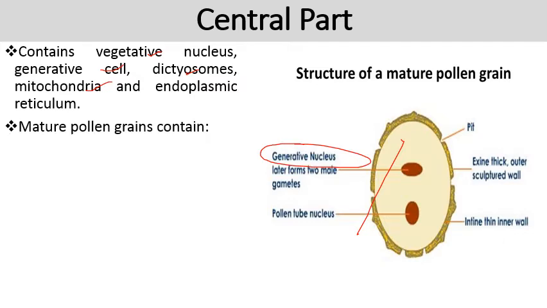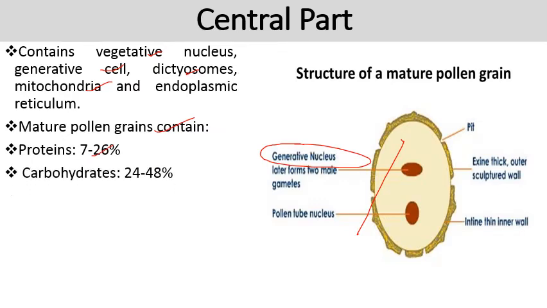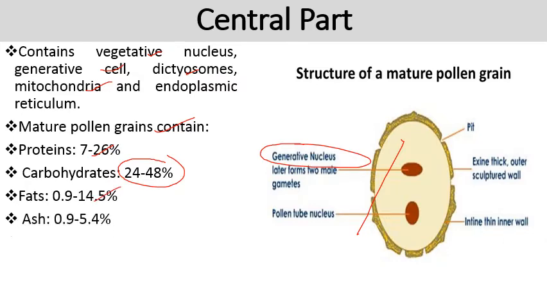If we talk about its constituents, so mature pollen grains contain protein 7 to 26%, carbohydrate 24 to 48%, fats 0.9 to 14.5%, ash 0.9 to 5.4%, and water, that is 7 to 16%. So these are the various chemical constituents of mature pollen grain.